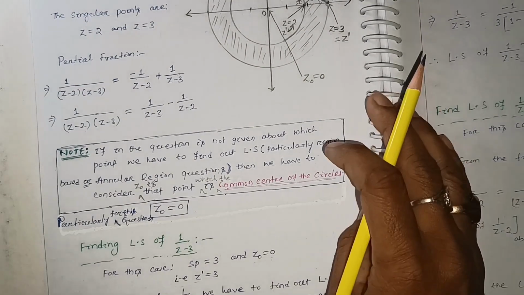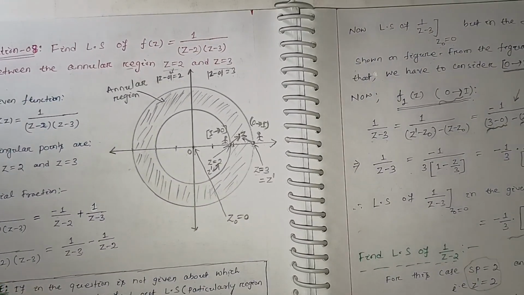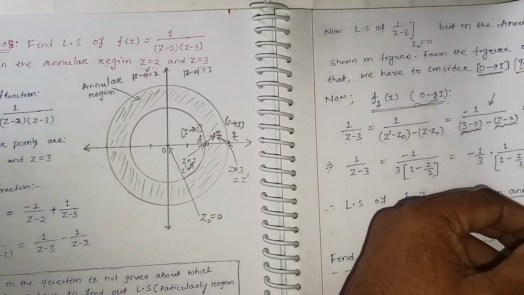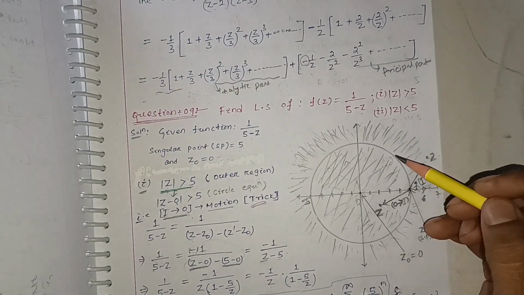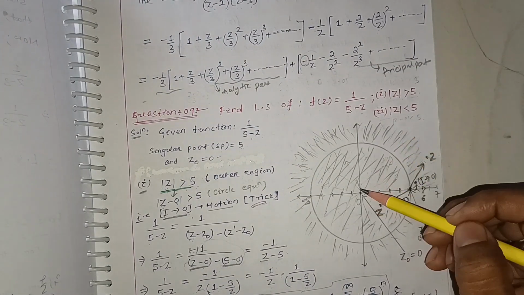Suppose we have only one circle and we consider different regions, which we are going to discuss in our next question, like this one. This is only one circle, but we are considering two different regions, the outside region and the inside region.